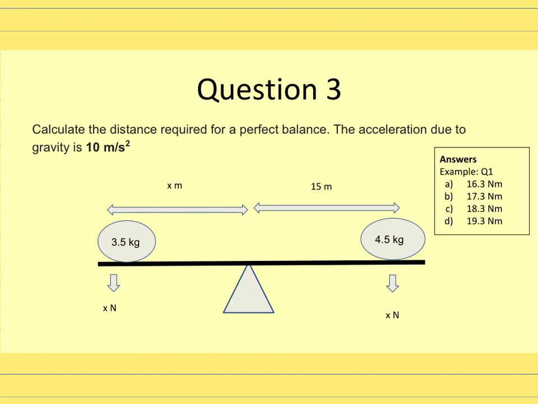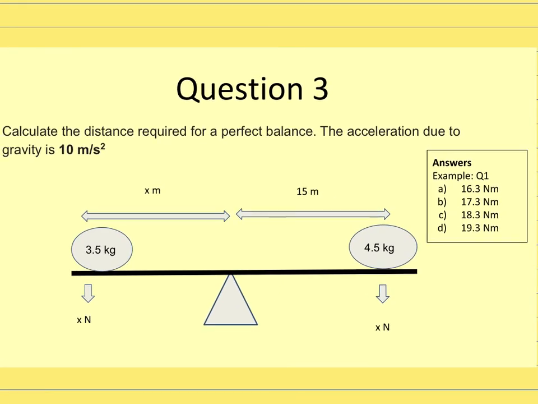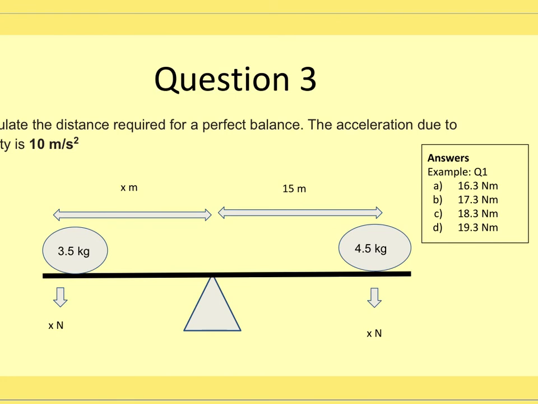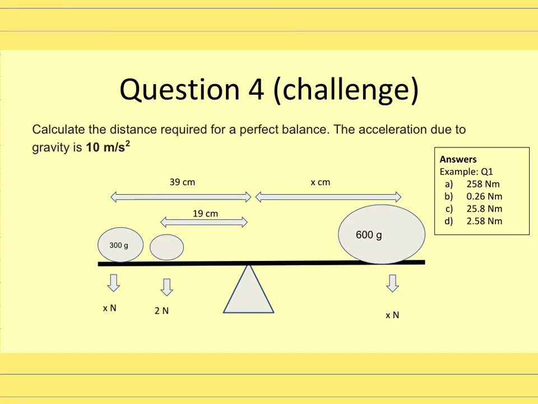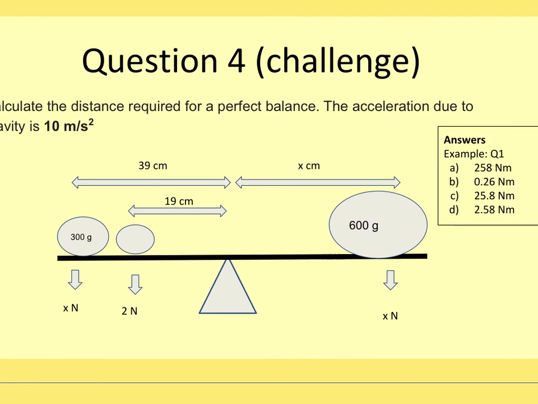Calculate the distance required for a perfect balance. The acceleration due to gravity is 10 meters per second squared. It's getting slightly harder now. That was question 3. And then question 4, your challenge. I'm going to throw something a little bit new in here. This time I've got 2 people, 2 masses sat at the end. What are we going to do about that? I wonder. Okay, that's why it's a challenge question. I'd like you to problem solve this.